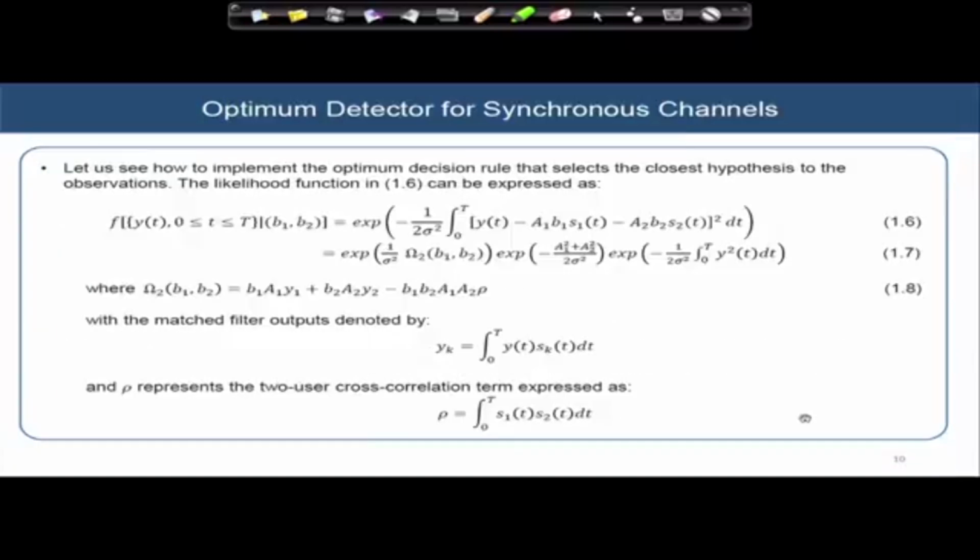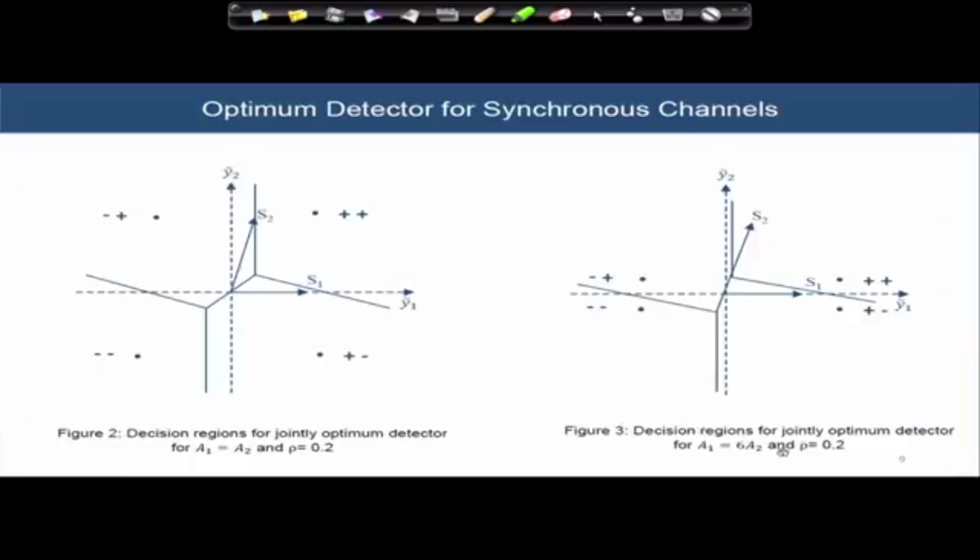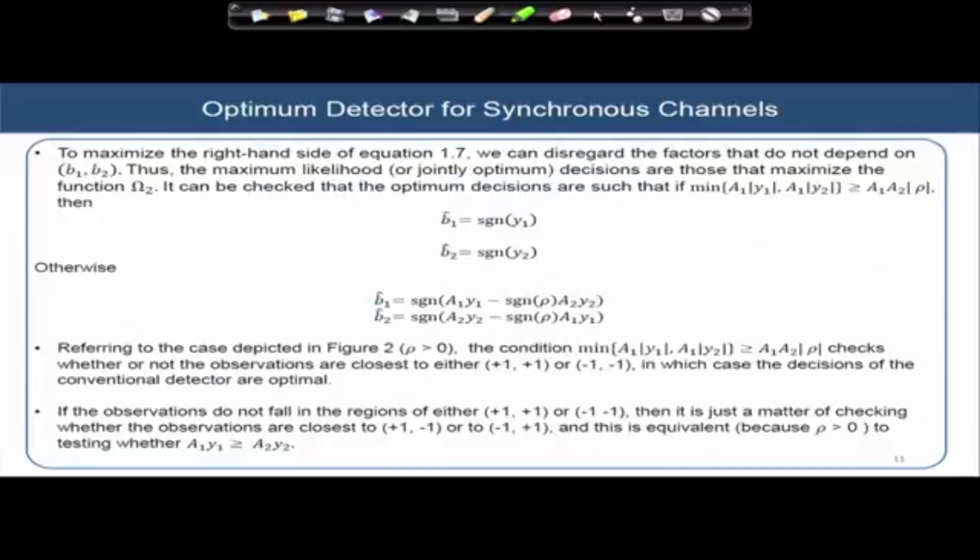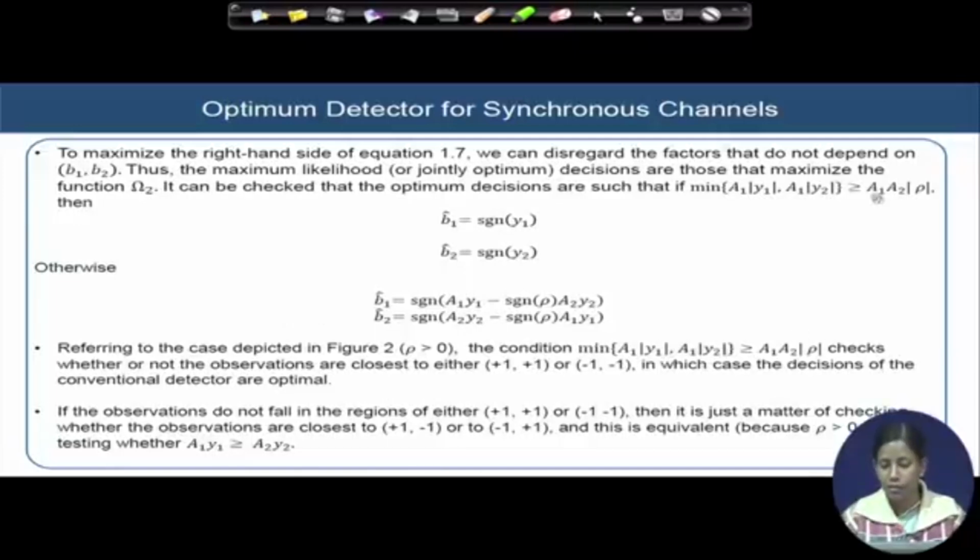and we can also justify the same results for the other cases, where rho has different values, or the relation of a1 and a2 is different. But this is universally true for the optimal detector, that this is a fundamental two-part check, and the optimal decisions can be obtained from either this or this. Graphically also we can understand that finding whether this is greater than this means you are trying to find whether the observations are close to these two regions or not.